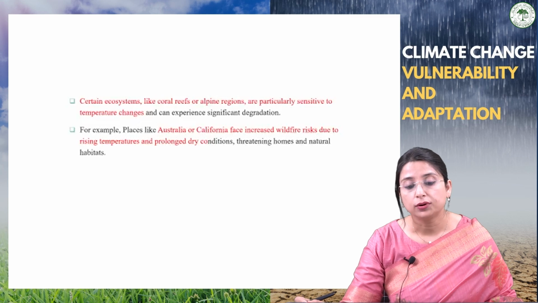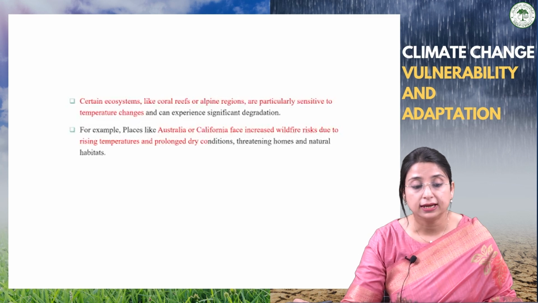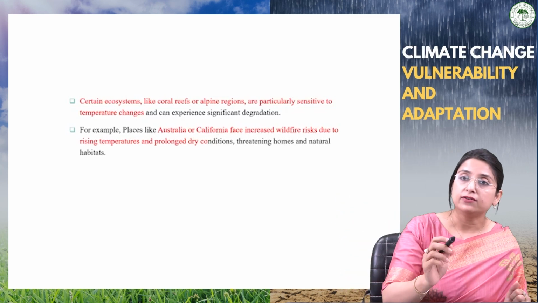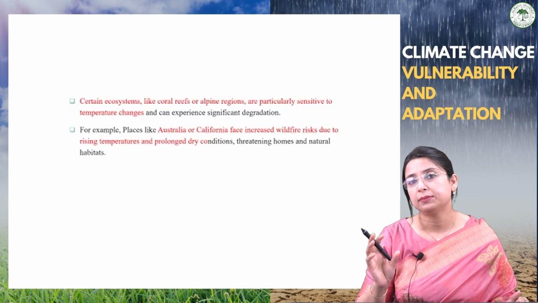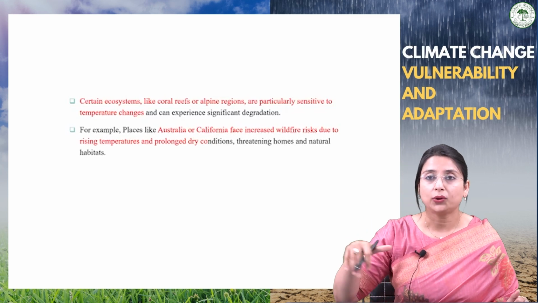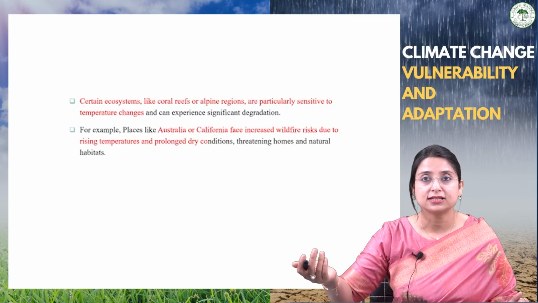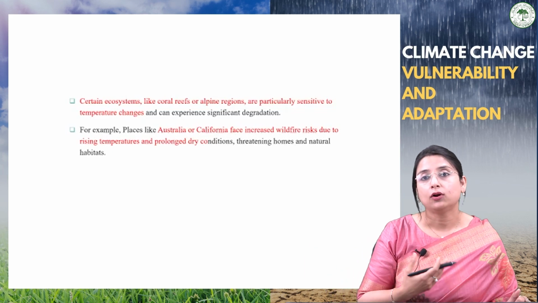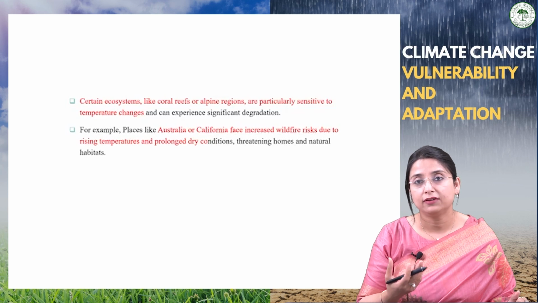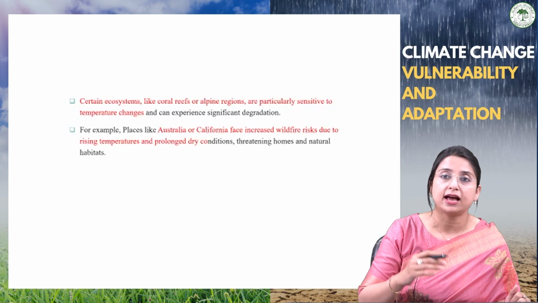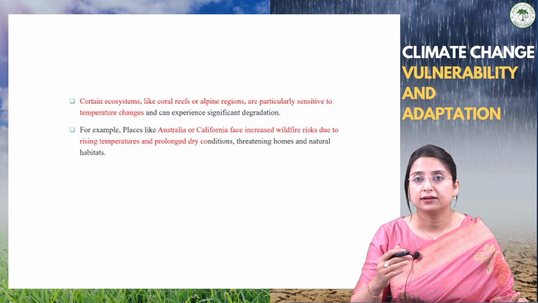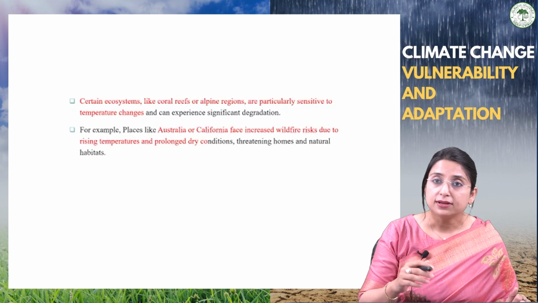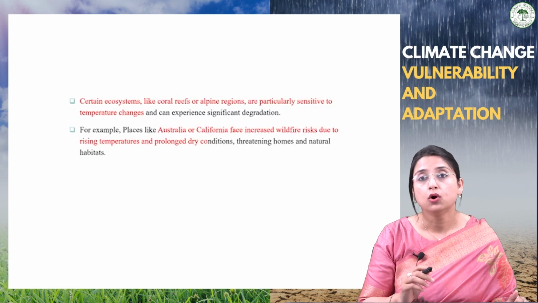Certain ecosystems like coral reefs or alpine regions are particularly sensitive to temperature changes and can experience significant degradation. Similarly, due to geographical location, some locations are much more sensitive than others. Just as we have already said that according to socio-economic level, if the income level is low and someone does not have access to proper resources, it will affect the vulnerability, in the similar way certain ecosystems are also more sensitive.